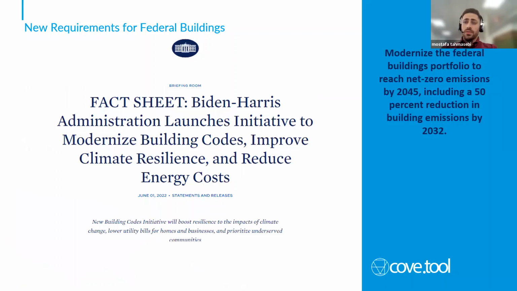We also need to be mindful of what is happening as we're going forward. The picture that you see on the left side is a screen capture from the White House website, and this is the new requirement. Federal government will look across existing property and during building construction and major renovations to increase water and energy efficiency, reduce waste, electrify systems, promote sustainable locations for federal buildings by modernizing the federal building portfolio to reach net zero emission by 2045, including a 50% reduction in building emission by 2032.